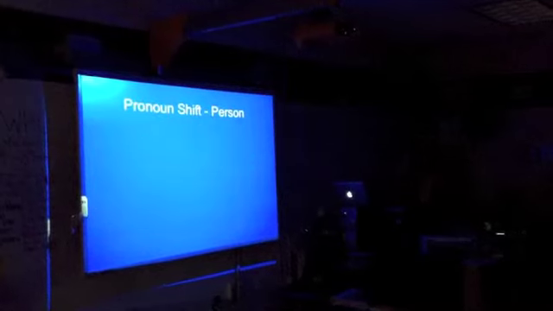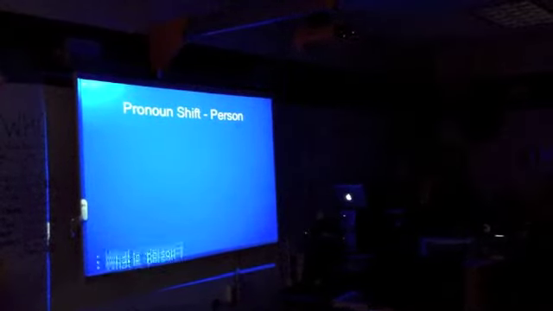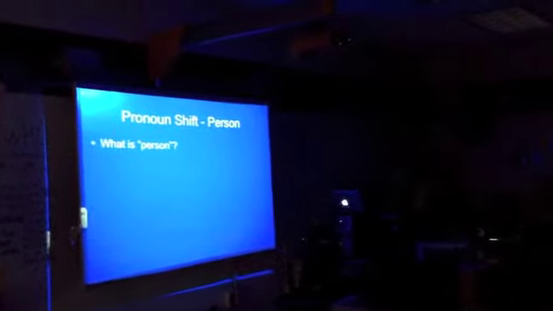Work on numbers. Pronouns. Person. What is person?